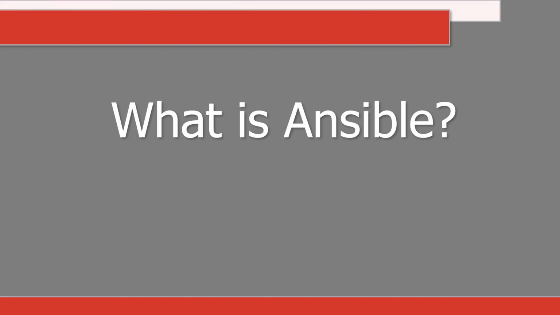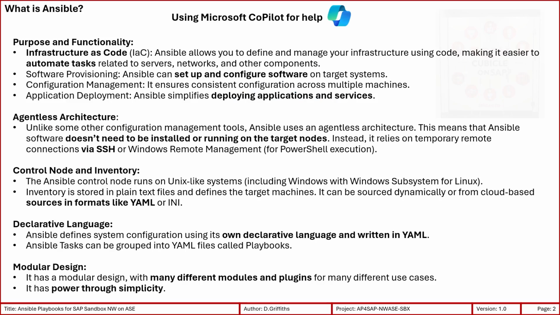What is Ansible? At a basic level, Ansible is an agentless, scalable tool that can be used for automating and executing various tasks across large server estates using code. Because it is a generic tool, it is often used to help in the following: software provisioning. Ansible can set up and configure software on target systems. Configuration management. It ensures consistent configuration across multiple machines. Application deployment. Ansible simplifies deploying applications and services.